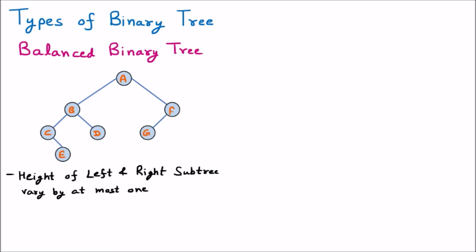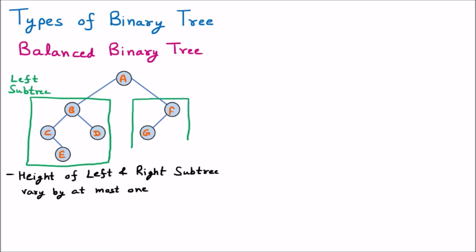Whenever we have such a diagram, the left hand side is called the left subtree. These are the nodes that are part of our left subtree: B, C, D and E. And the right hand side is called the right subtree. So F and G are part of the right subtree. Now the definition says that the heights of left and right subtree vary by at most 1.